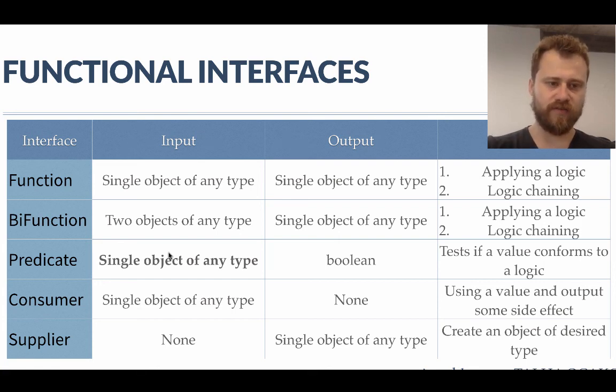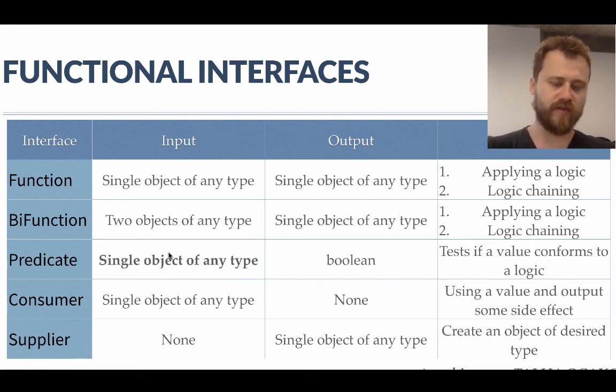The other functional interface is Predicate. This functional interface's only method gets one single object and returns a boolean. So we use this Predicate interface to test if a value conforms to a logic that you implemented inside the only function of the Predicate interface. We'll talk about the details.